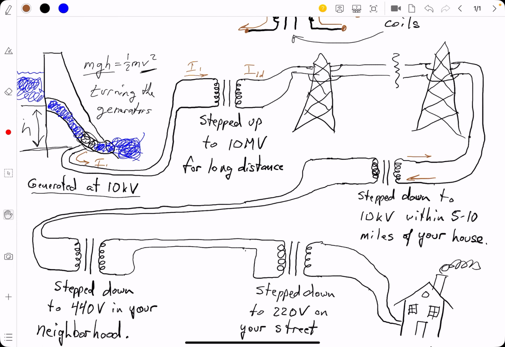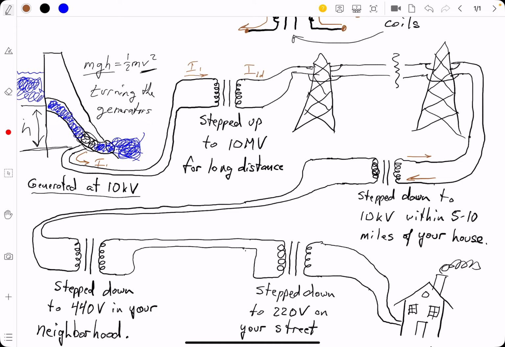Within about 5 to 10 miles of your house, you see these stations all around, transformer stations. You'll notice there's these things, and you'll be like, what is all this? Well, it's a transformer station, and it's stepping down the really high voltages down to, I don't know, 10,000 volts near your house. And that way, most of the power isn't lost as it comes from the dam to the local neighborhood.